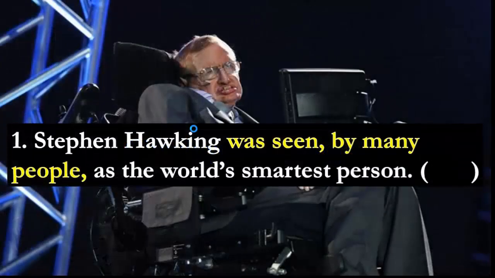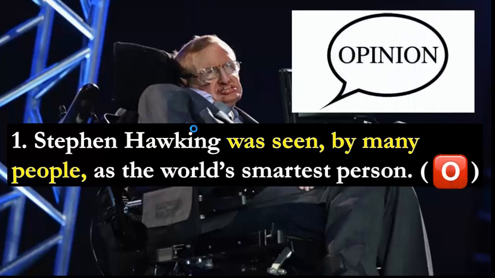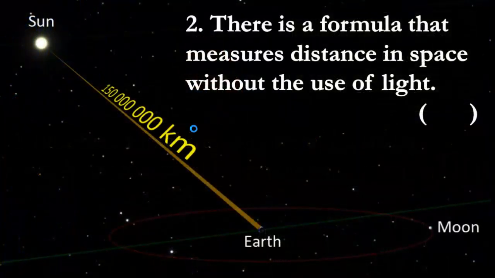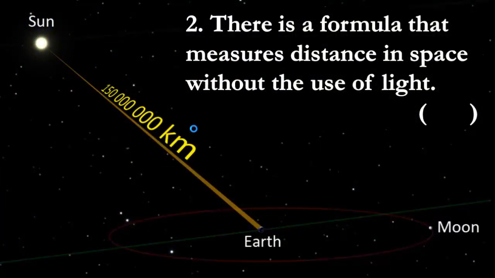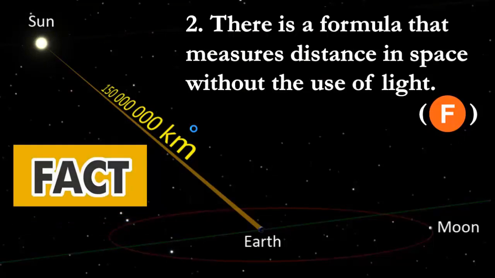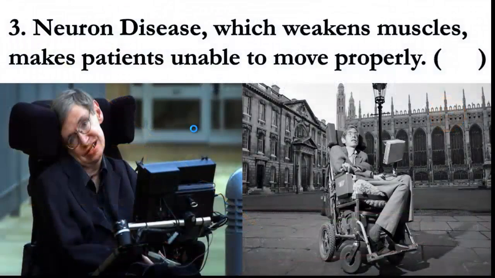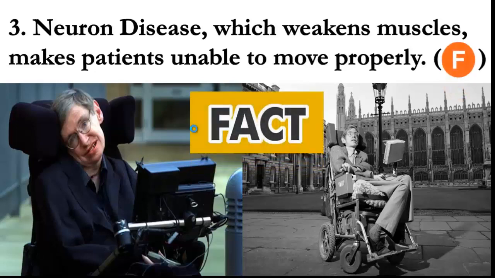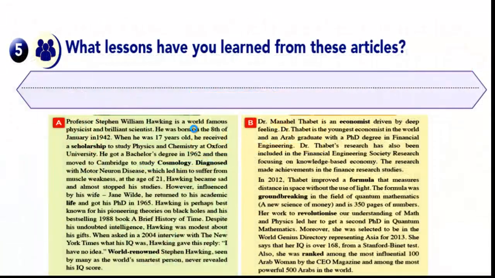Now, number 1. Stephen Hawking was seen by many people as the world's smartest person. So, by many people, so is that a fact or opinion? Yes, excellent, it's an opinion. Number 2, there is a formula that measures a distance in space without the use of light. So here the answer is a fact. Excellent. Number 3, neuron disease, which weakens muscles, makes a patient unable to move properly. So it's what? A fact. Excellent.